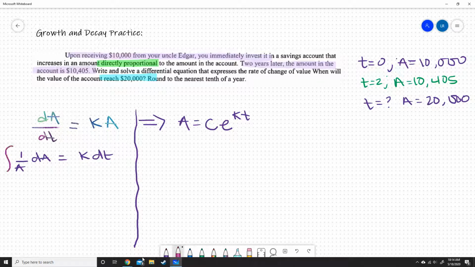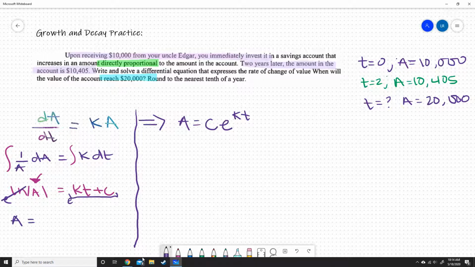I'm going to integrate both sides. And the integral of 1 over A with respect to A is going to be ln of A. And the integral of k with respect to t is going to be kt plus C. Now, I want to get A alone. I want to know what is it just to be A. And so I'm going to raise both sides with e. So all of this is in the exponent of e. This cancels out, and so I have A equals e to the kt plus C.